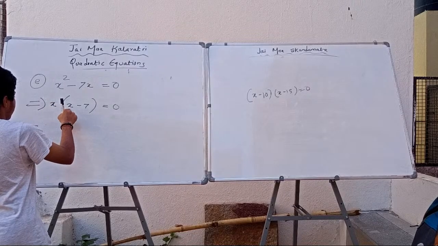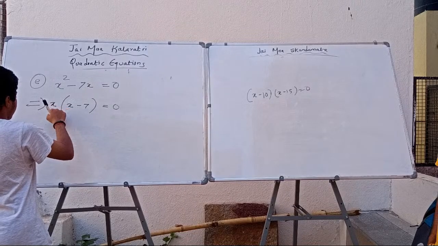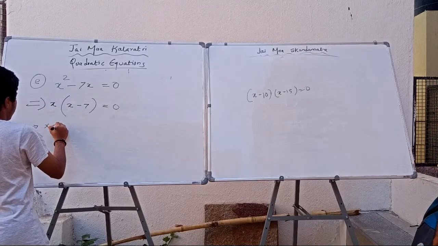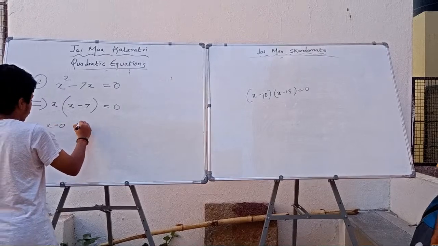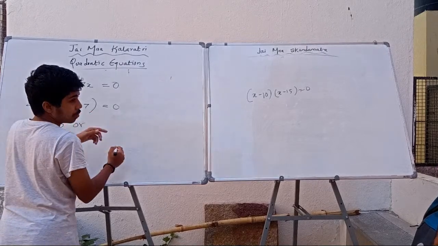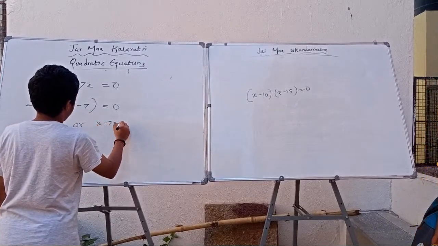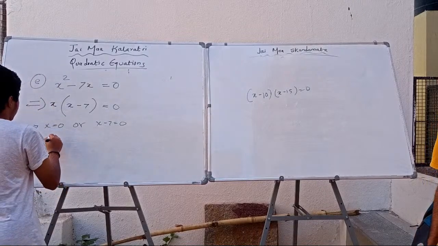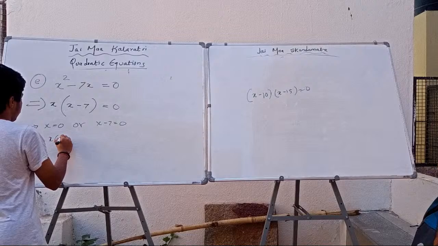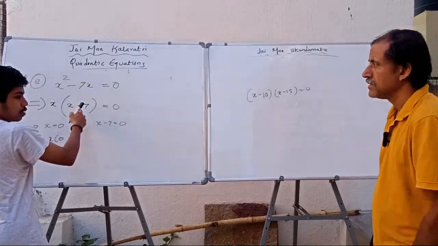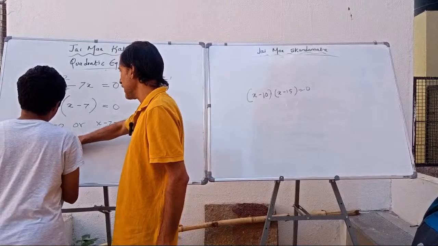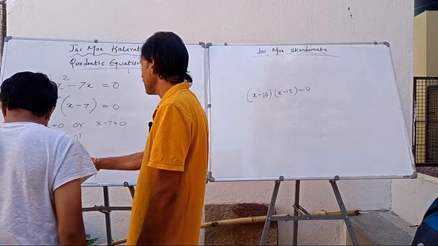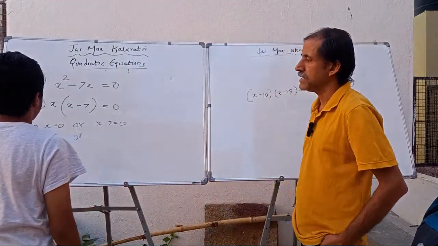So what does it imply? So either x is equal to 0 or what can be 0? X minus 7 can be 0, yes. Now solve individually. X is 0 is done, finished. There is nothing further to solve. See, this is done. X is equal to 0 or x minus 7 is 0. What is the value of x in that case?